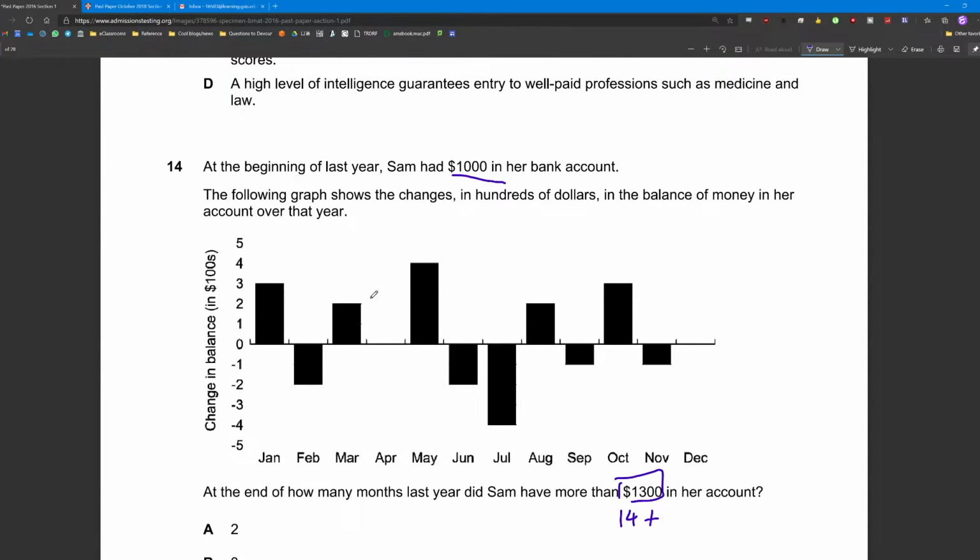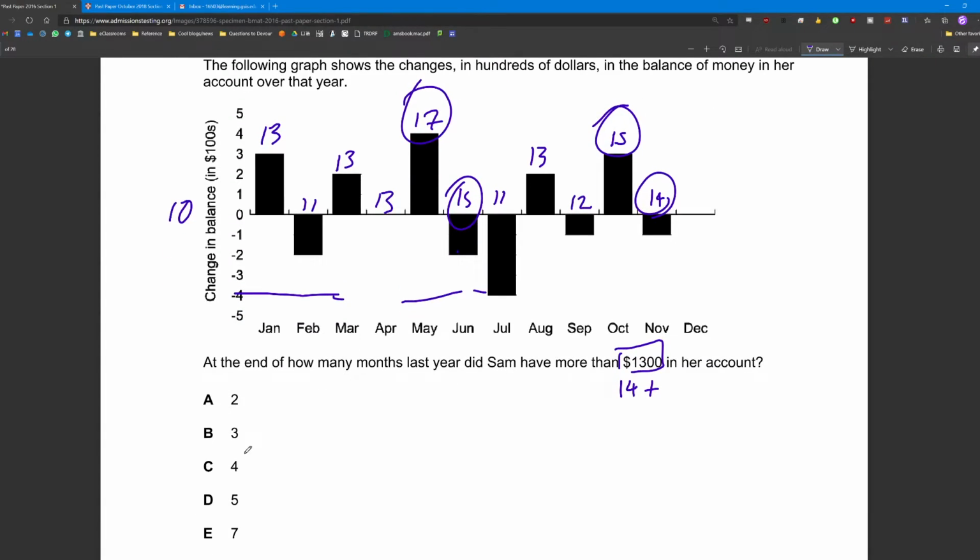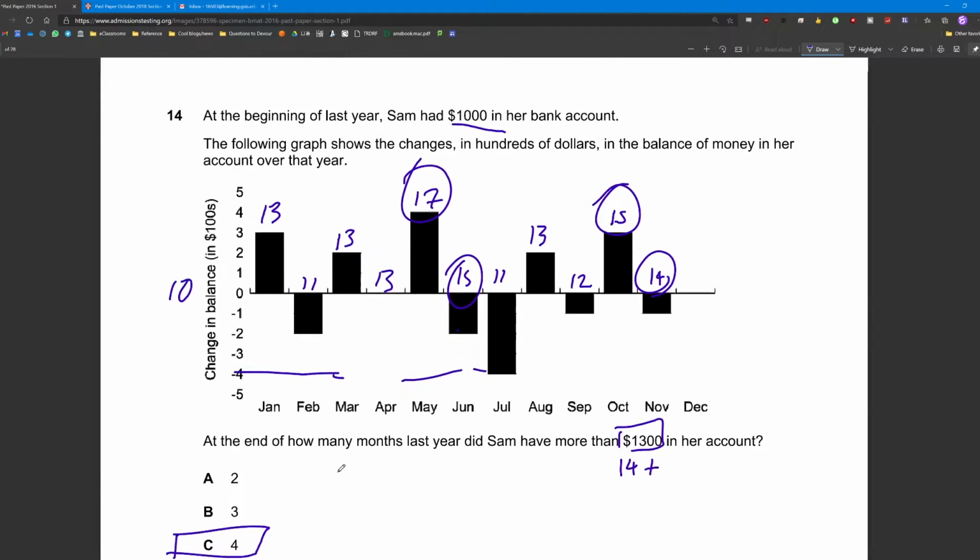Well, let's think about it in terms of just hundreds of dollars. So you start with 10, we add 3, 13, subtract 2, 11, add 2, 13, do nothing, 13. Add 4, 17, subtract 2, 15, so that's 1 month, 2 months, subtract 4, it's 11, add 2, 13, subtract 1, 12, add 3, 15, 3 months, subtract 1, 14. 4 months. So overall there are 4 months where she had more than 1,300 in her account at the end of the month.